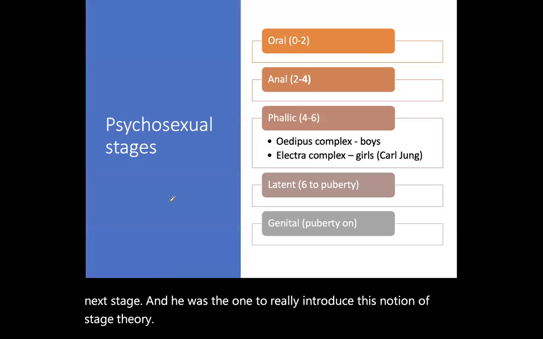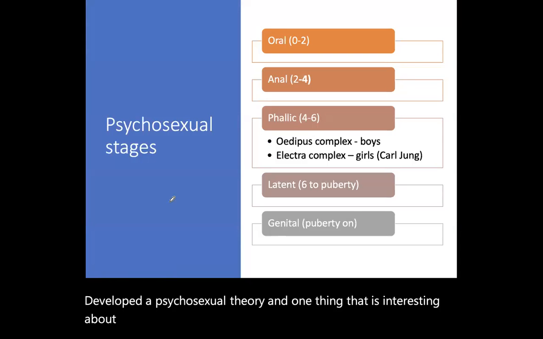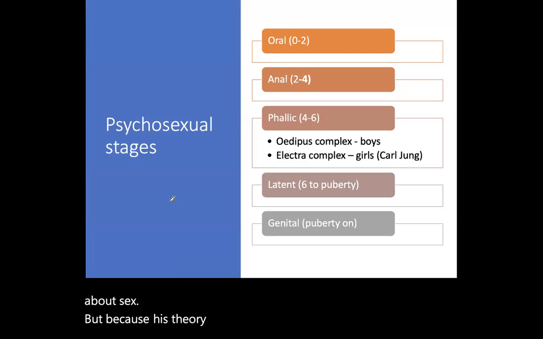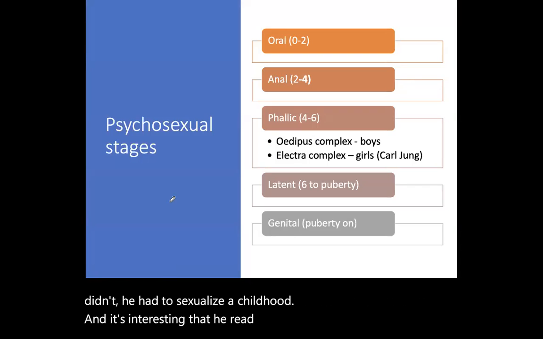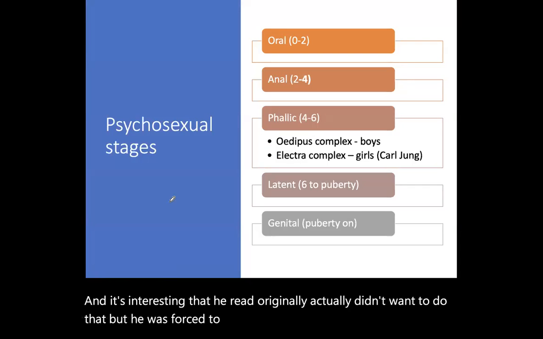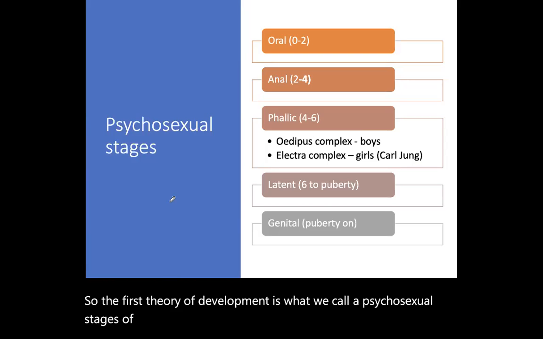And interestingly, Freud developed a psychosexual theory. And one thing that is interesting about Freud is he really didn't want his developmental theory to be about sex. But because his theory itself would have been inconsistent if he didn't, he had to sexualize childhood. And it's interesting that he originally actually didn't want to do that, but he was forced to because of his theory. So the first theory of development is what we call the psychosexual stages of human development, okay?